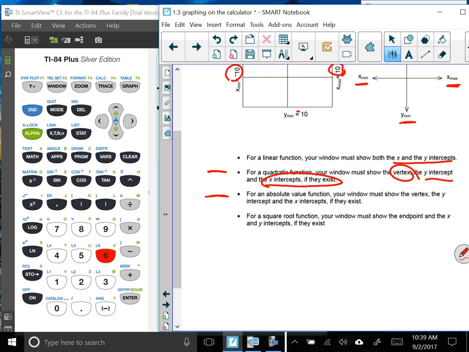Those are the same thing. The vertex of the quadratic is the curve, and of the absolute value is the point. And you just have to make sure that you can see that point. That's really important, as well as the x and y-intercepts.